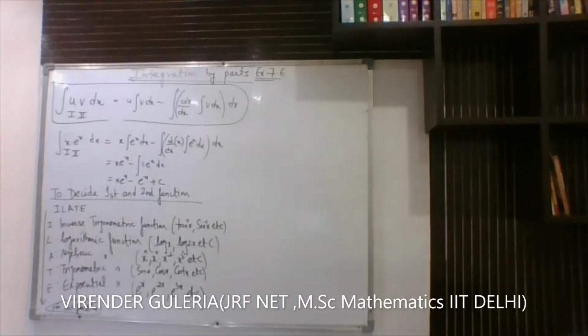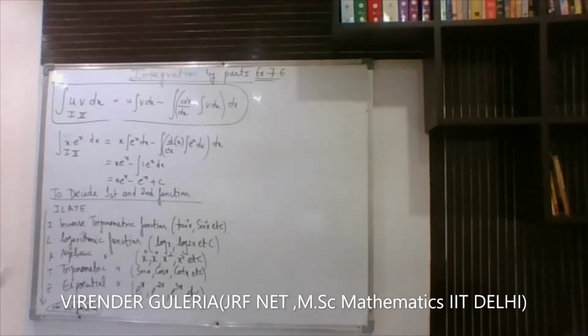Now the order for deciding the first function will be downward in this order. So this is how you will decide your first function. You will follow this order. So for example, in this one, we have a combination of algebraic and exponential. So you can see this order. Algebraic comes first. So that is why we are taking this as the first function and exponential as the second function. And then we can apply integration by parts. So it is important to decide the first and second function.